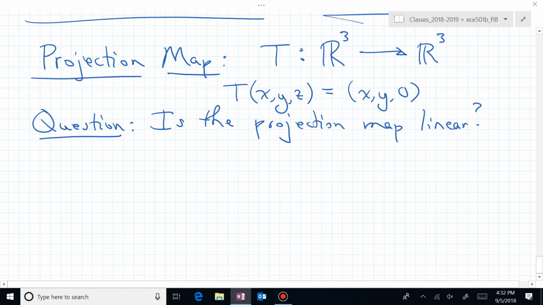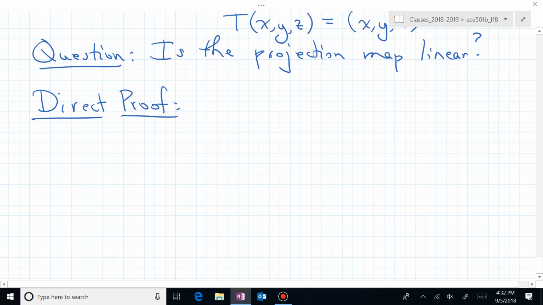Well, if it's not clear, we can just do a direct proof, can't we? We can check additivity and homogeneity, and if it has those properties, then we can say, yes, that's a linear map. Let's then do a direct proof to try to illustrate or verify or validate the answer to that question.